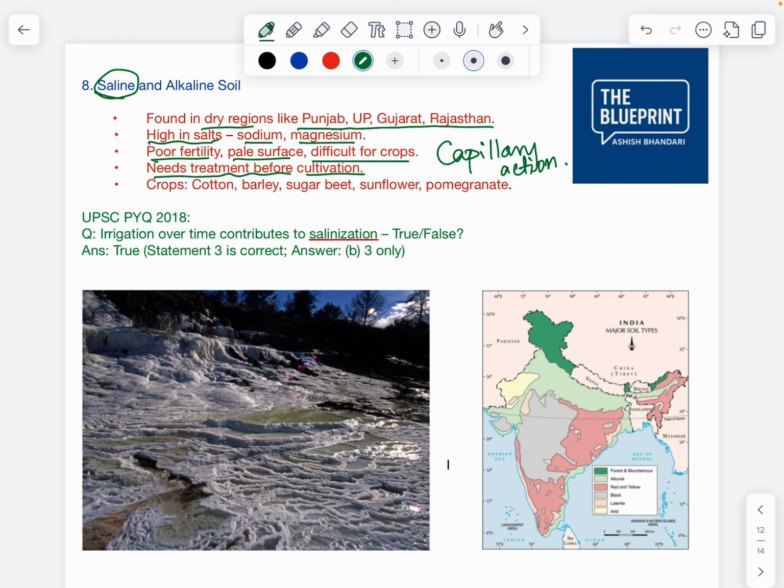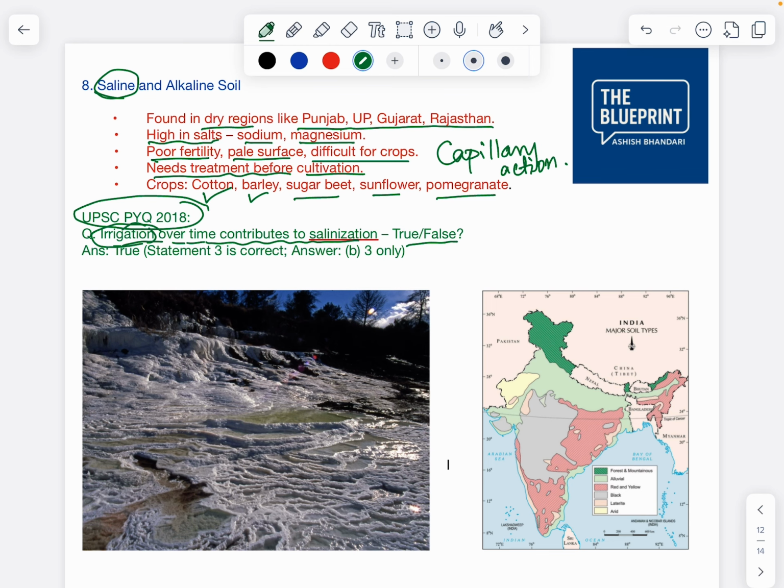When the soil is saline, there are various treatments we can apply, and it can grow crops like cotton, barley, sugar beet, sunflower, and pomegranate. And yes, we also have a previous year question. In 2018 UPSC prelims, it was asked, irrigation over time contributes to salinization, true or false? And that is true.